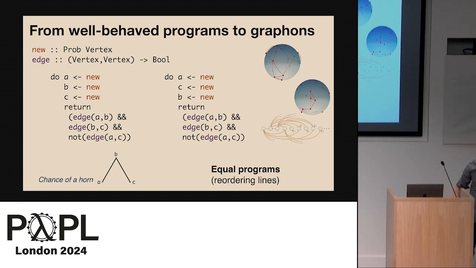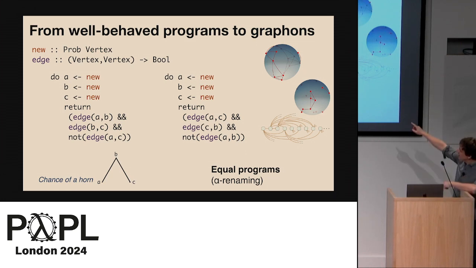It's a well-behaved implementation. Then let me do alpha conversion. Hopefully everybody's happy that alpha conversion should be allowed. So I rename B and C. I swapped the names B and C. It may look like lines 2 and 3 reordered again, but no, I just swapped the names B and C.